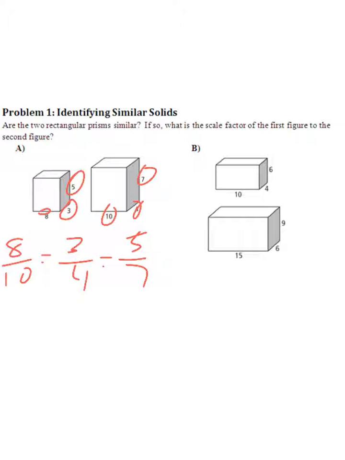And if you look at it, 8 divided by 10 is 0.8, 3 divided by 4 is 0.75. I don't even have to do 5 sevenths because I know that these aren't the same already, so they are not similar.